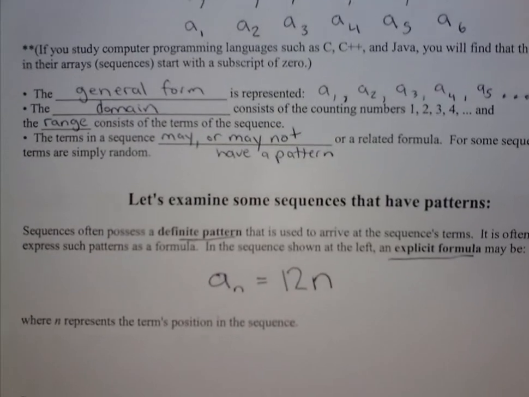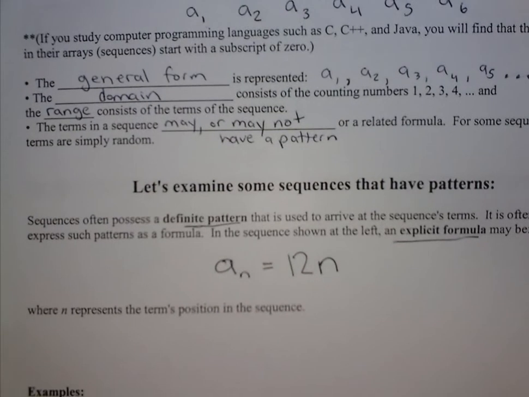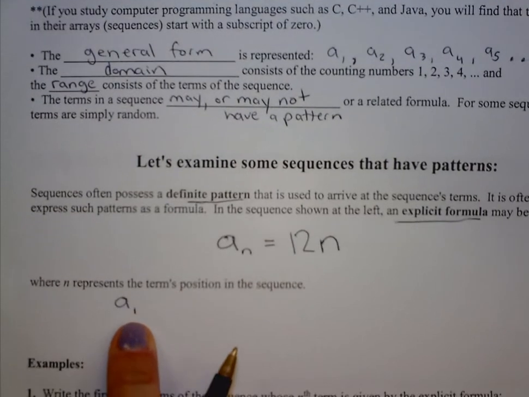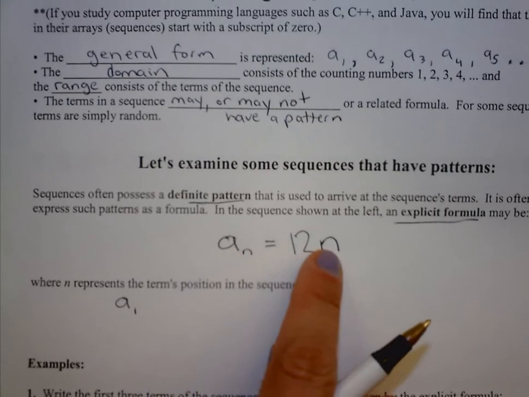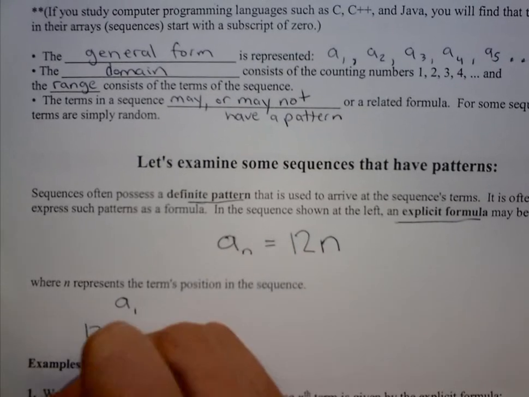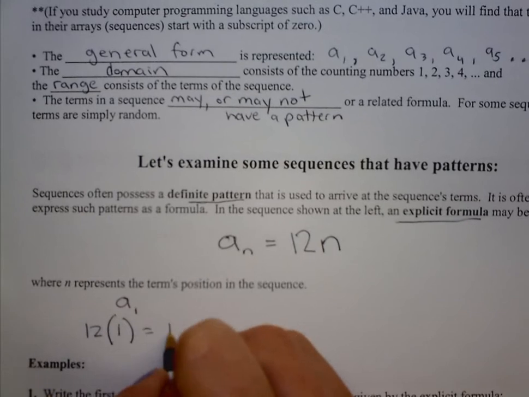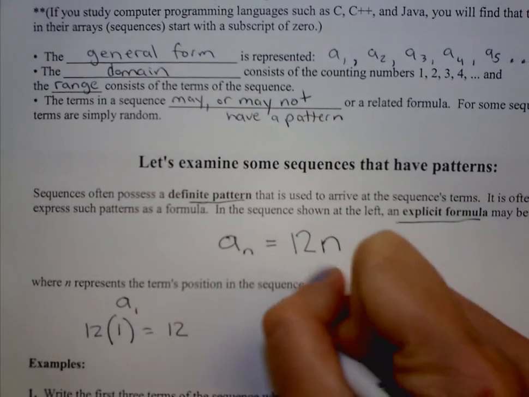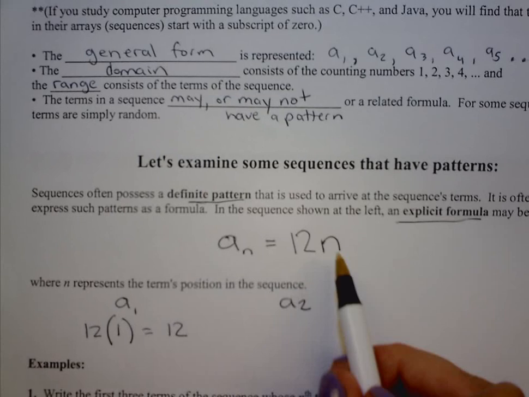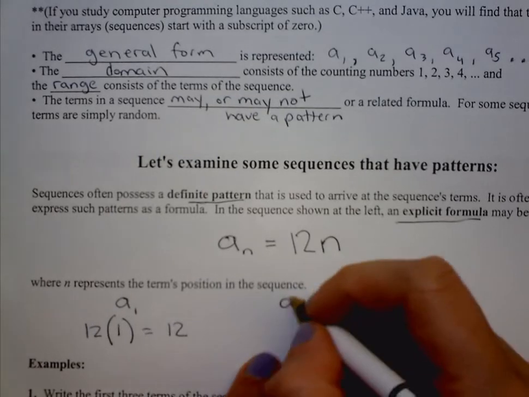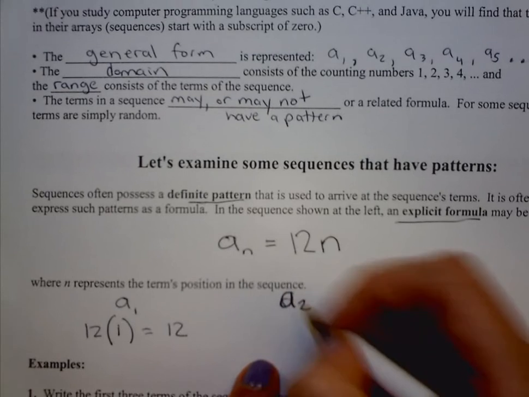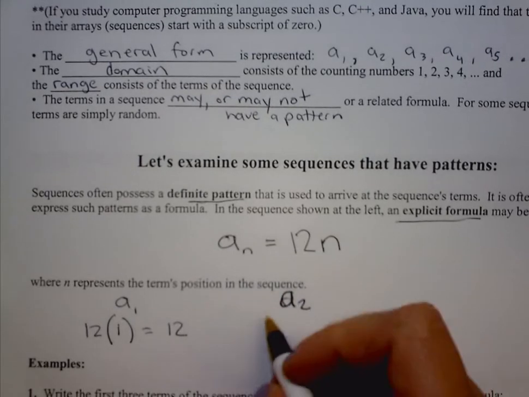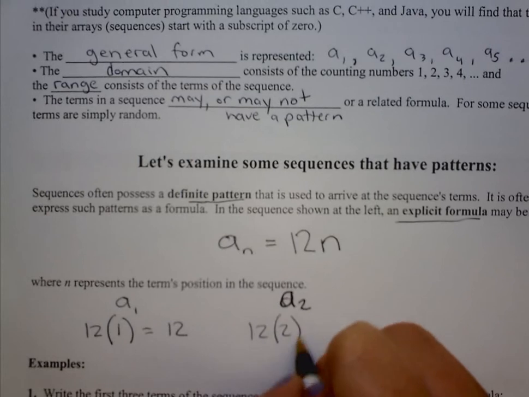Let's do an example of this. Let's say I want A1, which designates the first term. N is 1, so I'm plugging in 1 for n. That's 12 times 1, which is 12. A2 means I'm going to plug in 2 for n. Make sure the subscript is small. So 12 times 2 gives us 24.